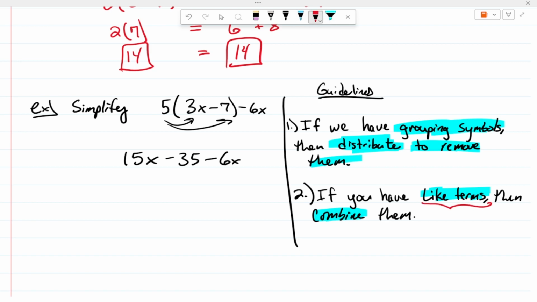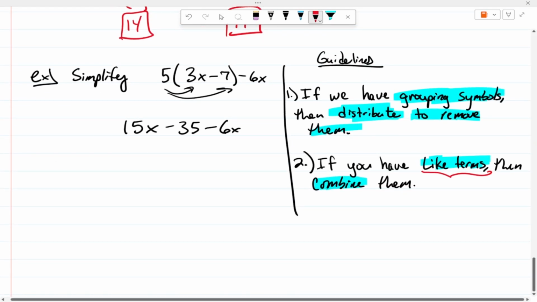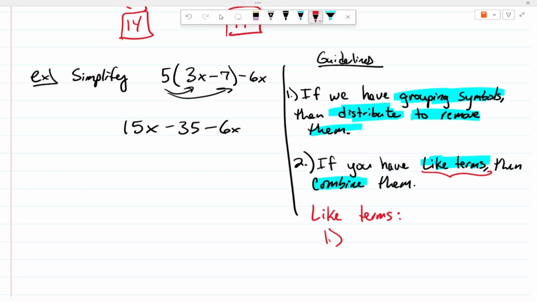what are like terms? Like terms will always have two things in common. The first, you will always have the same variable or variables if there's multiple variables. And the second, you will always have the same exponent or exponents.